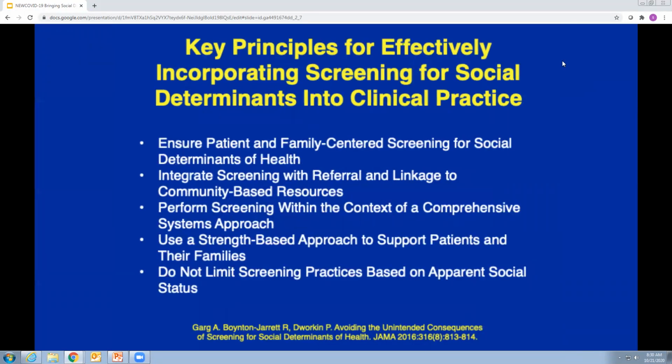We also made sure that we incorporated key factors in our screening. So we wanted to ensure that the family and patient-centered screening for social determinants was much more patient-centered, something that would relate to them, that we integrated the referrals and linked them. And I hope you guys will see how we did that when we go through the different ways when we're screening. We perform them in the context of a comprehensive systems approach. We use a strength-based approach to support patients and their families, and we screened everyone. We're not limiting our screening to just individuals who we think have apparent social needs.